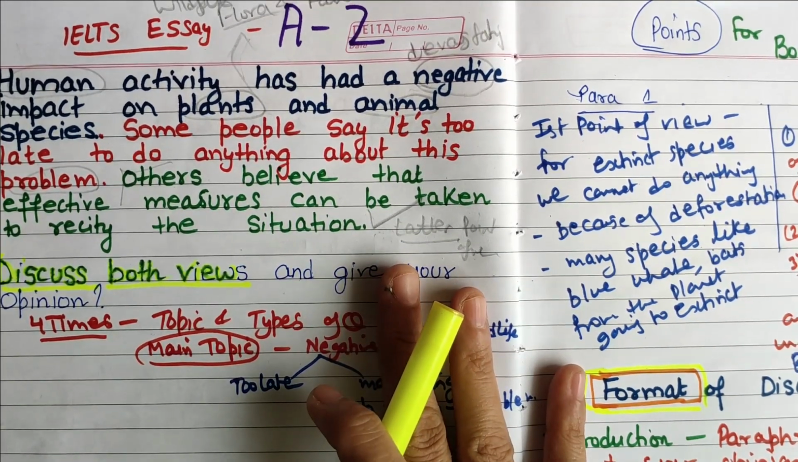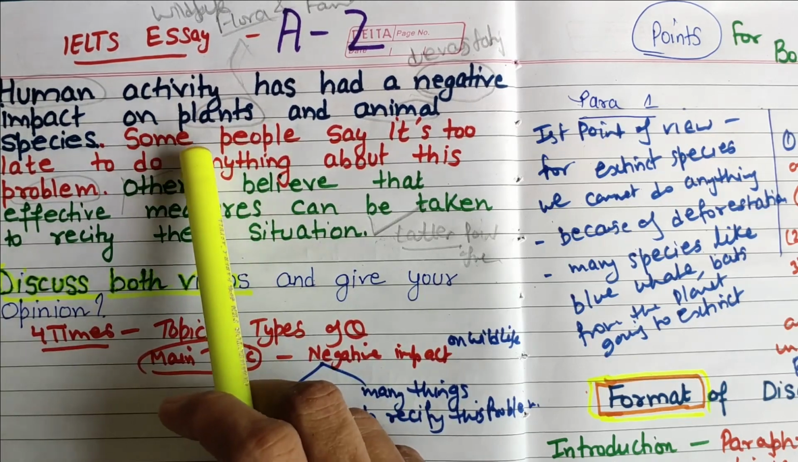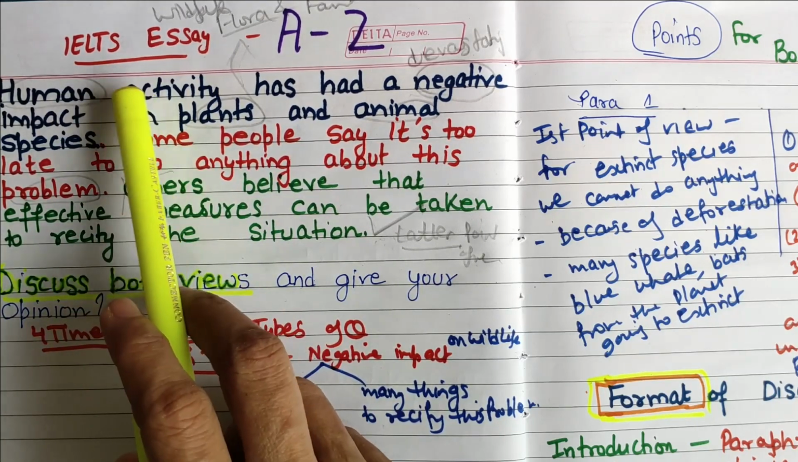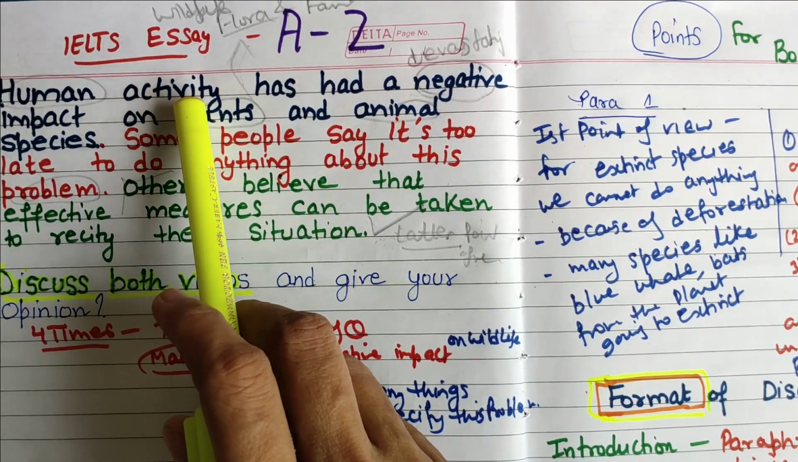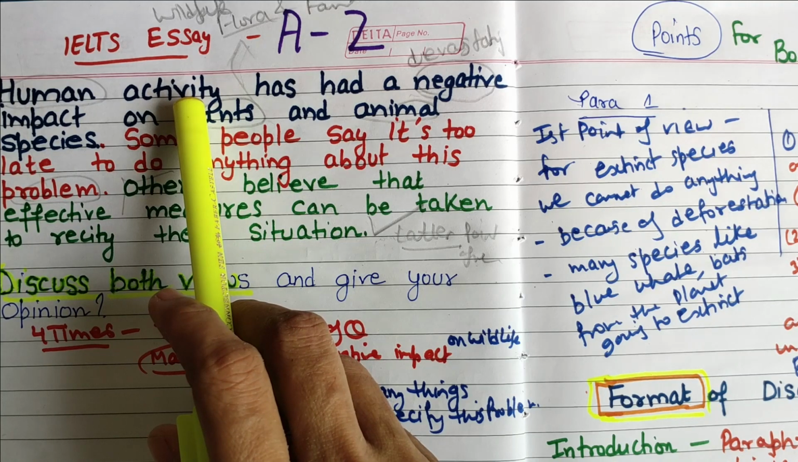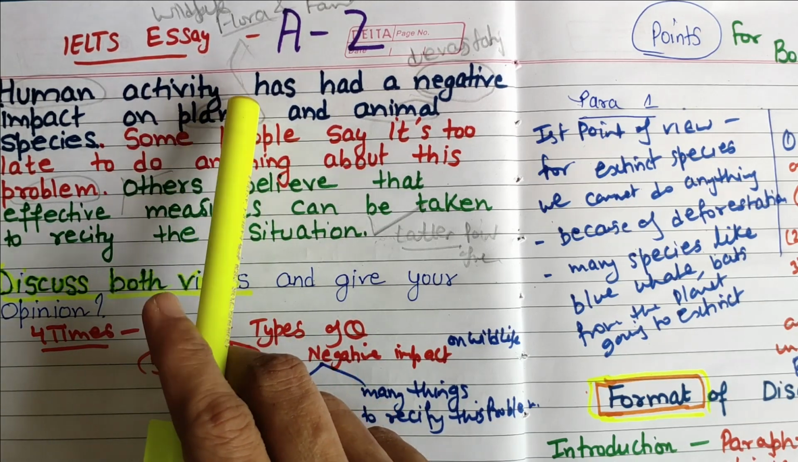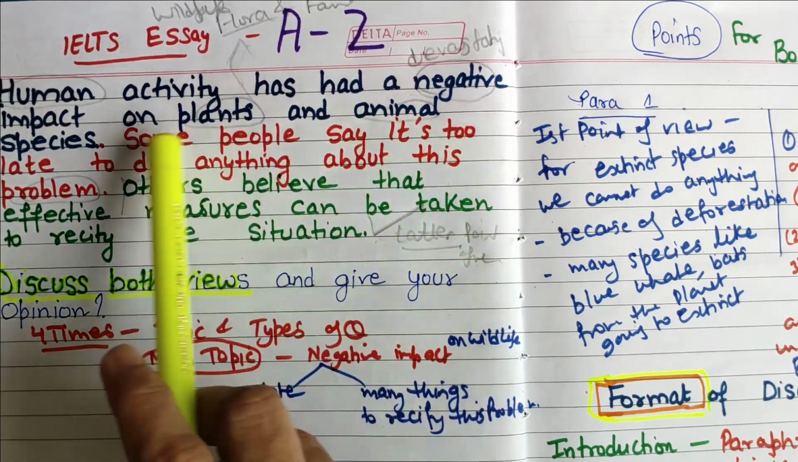The first step is to read it at least three to four times to understand its meaning. Human activity has had a negative impact on plants and animal species. It means our man-made activities, human actions. Which kind of actions? Nowadays we are doing expansion of urban areas, and in the name of progress we are cutting trees for highways and so many things, for farming extensions and all. I'm just giving you these ideas. Otherwise, human activity has had a negative impact on plants and animal species.